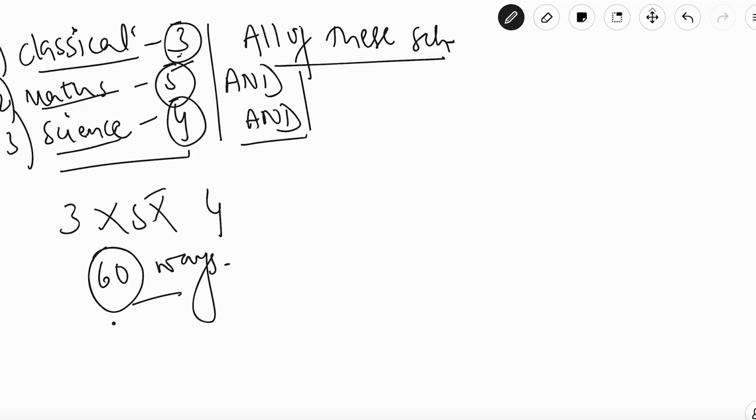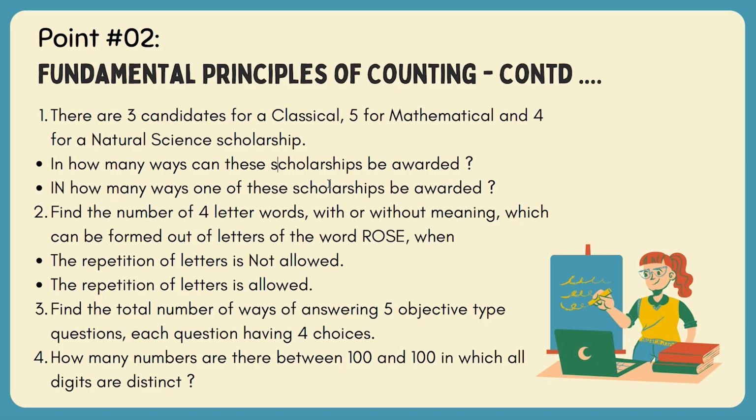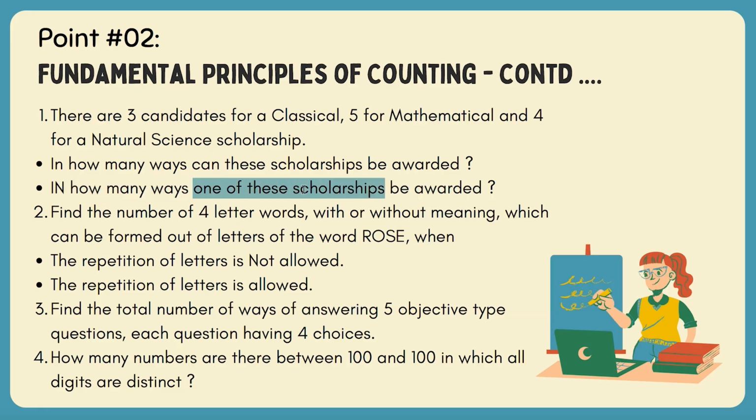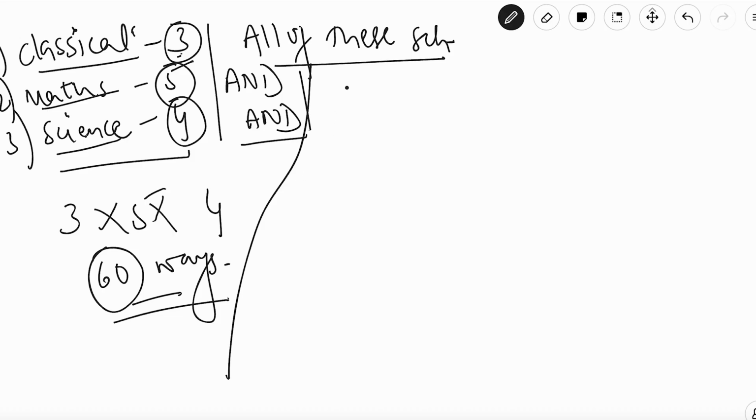So in total there are 60 ways of distributing all of these scholarships. Now the next question here is, in how many ways could one of these scholarships be awarded? One of these scholarships means we need to award only one scholarship.